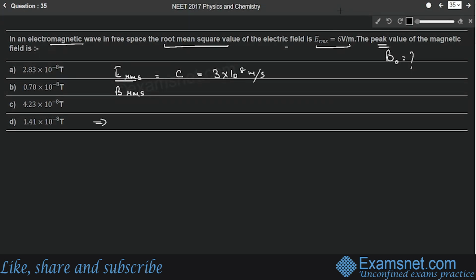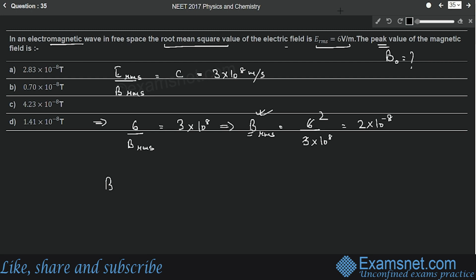Here E_RMS is given as 6 volt per meter, B_RMS is not given, and this ratio is equal to 3 into 10 to the power 8 meter per second. So we can find out the value of B_RMS from here. This will be equal to E_RMS, that means 6, divided by C, that is 3 into 10 to the power 8. So here we get 2 into 10 to the power minus 8. Okay, this is the RMS value of the magnetic field.